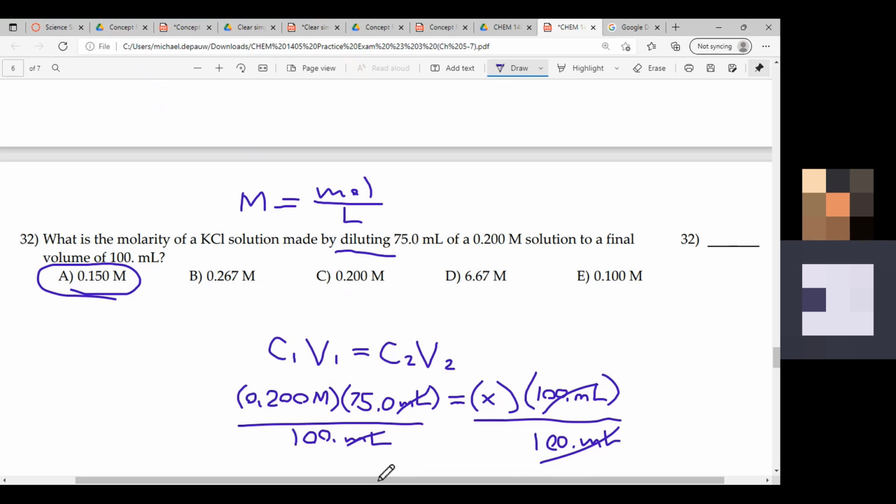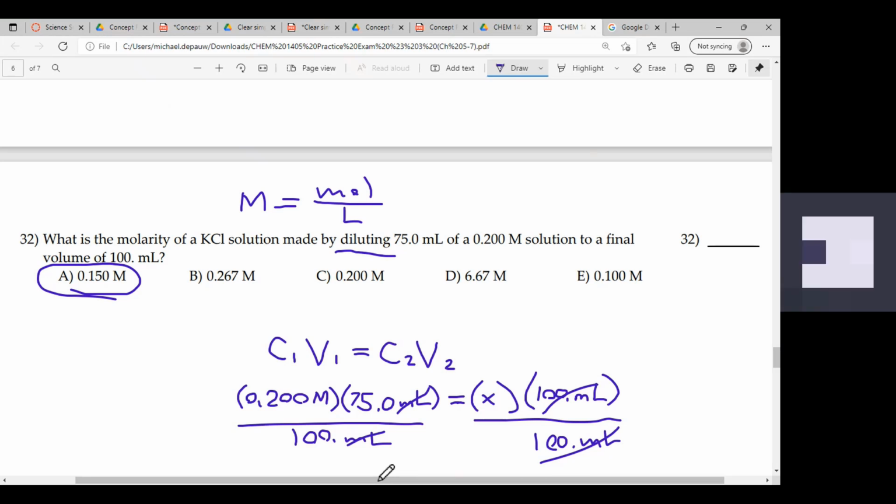So you could have liters, milliliters, ounces, grams, whatever you wanted as a unit of volume. You could use gallons. As long as the units are the same, it doesn't matter what they are. But you have to make sure they're the same. Sometimes you'll get a problem where one is in liters and the other is in milliliters, and you have to convert one to the other. It doesn't matter which one you convert, but make sure those volume units are the same before you plug it in.